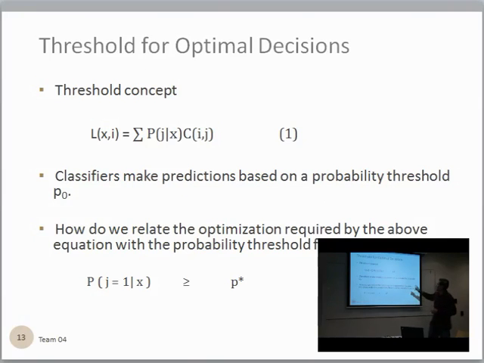And how do we link these two concepts together, the cost-based classifiers and the standard classifiers that are non-cost sensitive? Eventually we'll see that we'll be able to derive a specific probability value that's the new threshold for making the prediction decision.